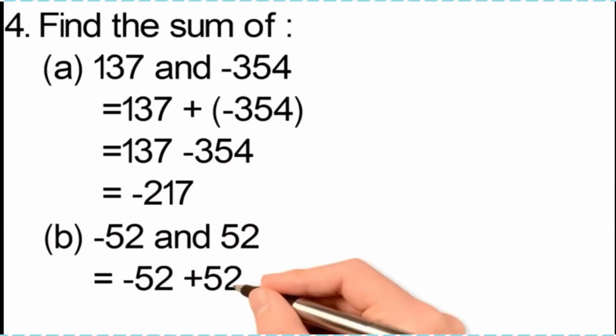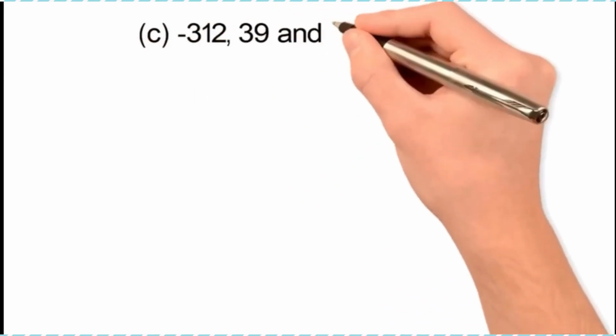B question, minus 52 and 52. We have to add this, okay? And minus plus is minus. If I subtract, the answer will be 0. And there should be no sign with 0 because 0 is a neutral number.